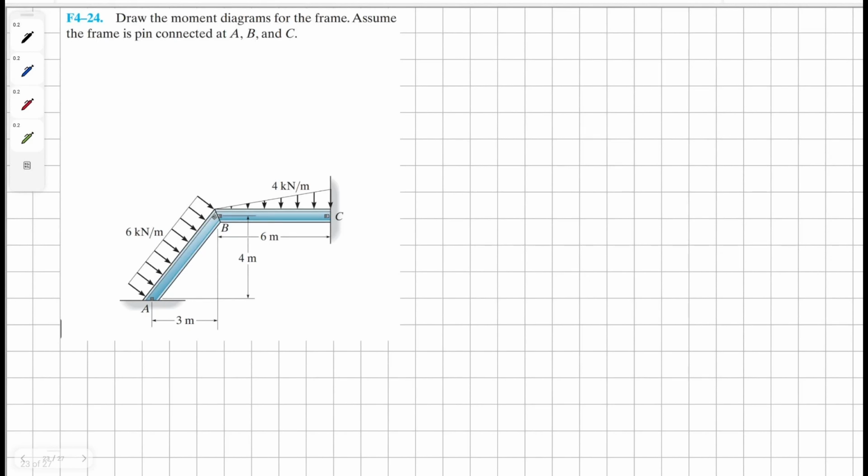Draw the moment diagrams for the frame. Assume the frame has been connected at A, B, and C. To solve this problem, first of all, let's convert our uniform distributed load into point loads.